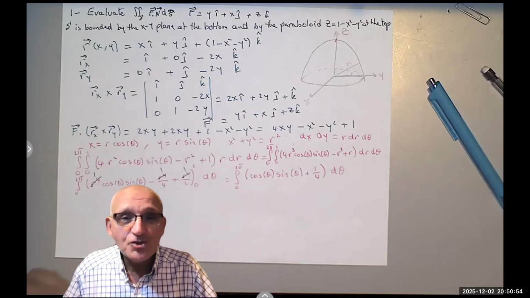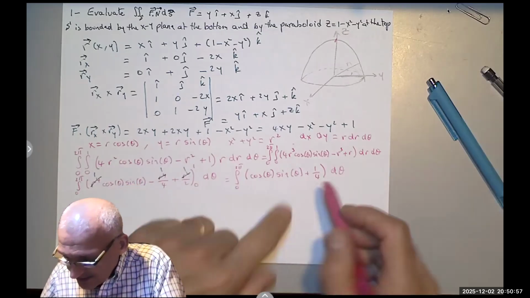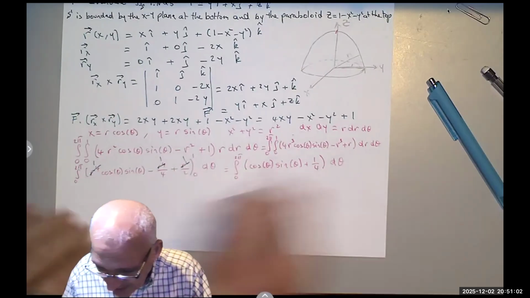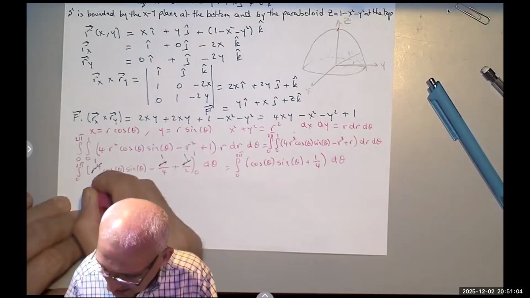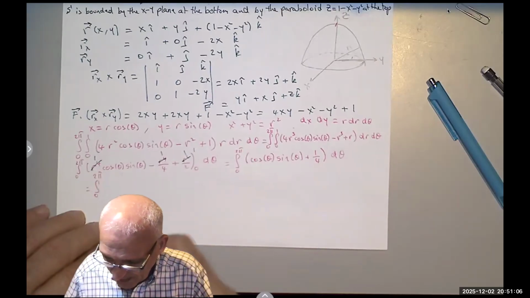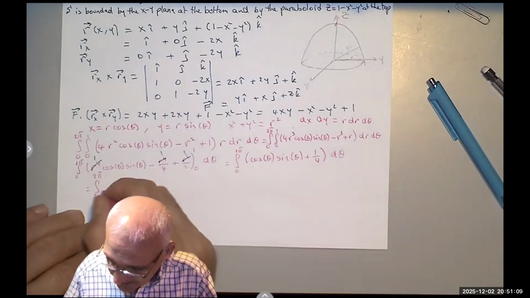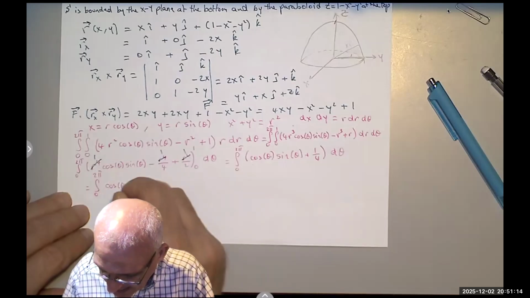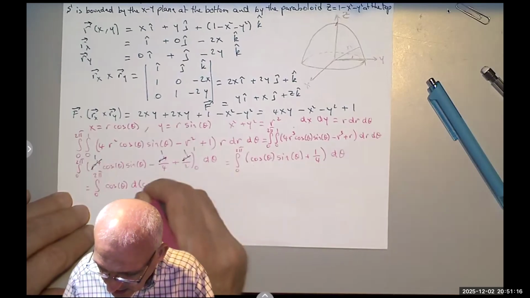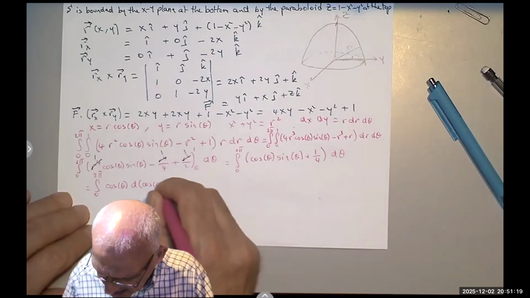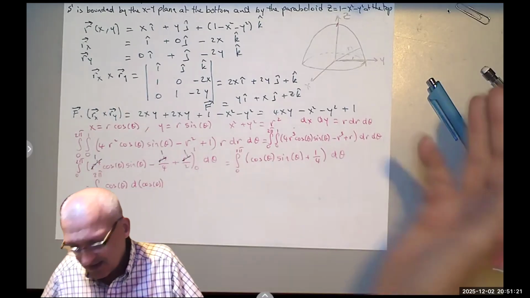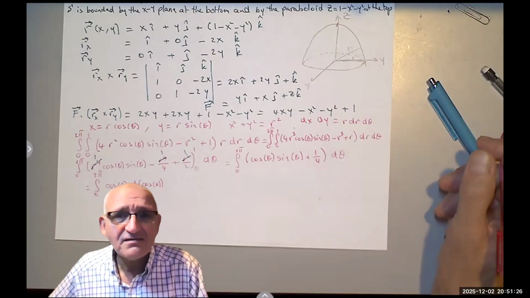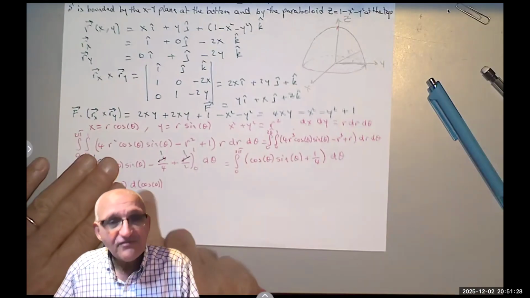Instead of doing substitution, do you know that the derivative of sine is cosine? So I will rewrite this as the integral from 0 to 2 pi of cosine theta d cosine theta. And you say, what? What's that? I know dx. No, you can take the derivative with respect to anything.